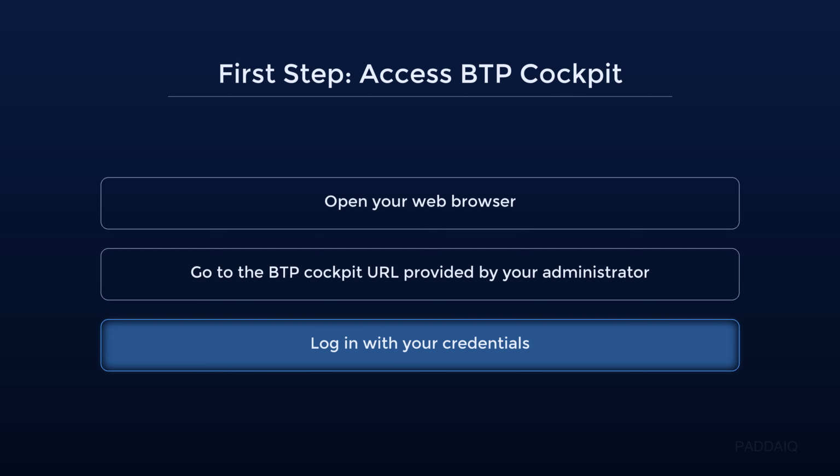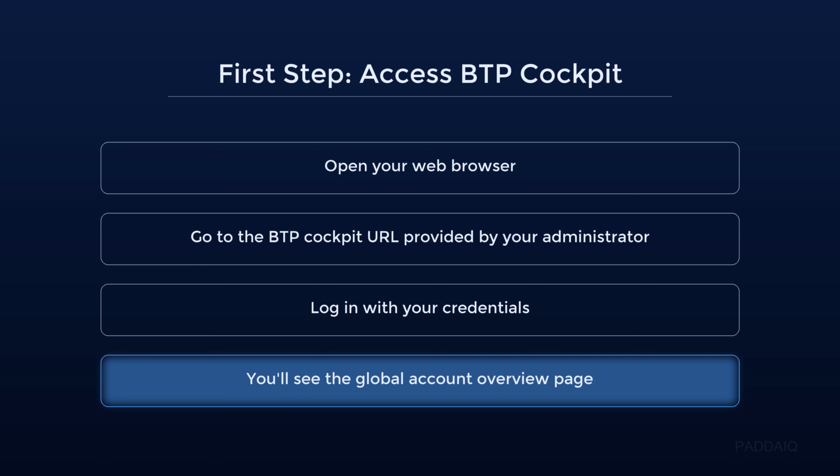Log in with your credentials. This means using your unique username and password to securely enter the BTP platform. For instance, a developer uses their company email and password to access their development space. This initial step is essential to begin working on your projects in the cloud.